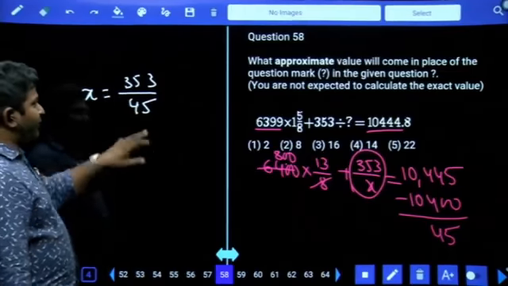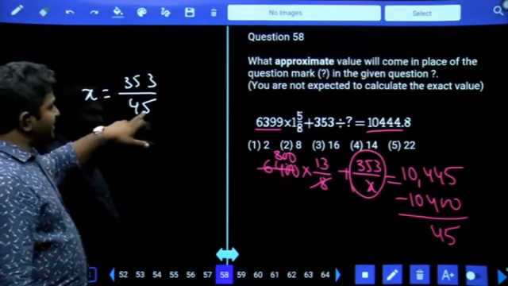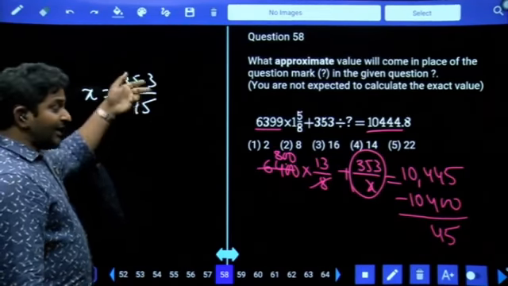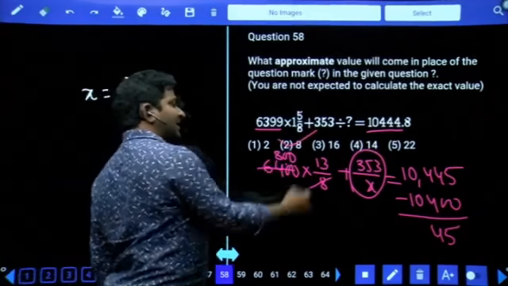Then x is equal to 353 divided by 45. 10 times is 450. There is approximately 100 difference. That means 2 times will be there. 10 times minus 2 times, in the sense, answer 8 times, second option.